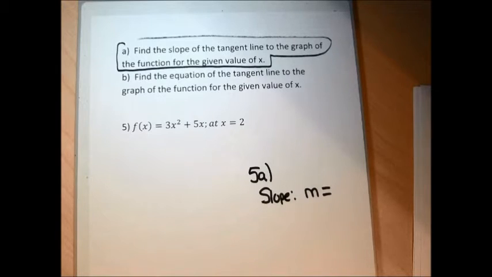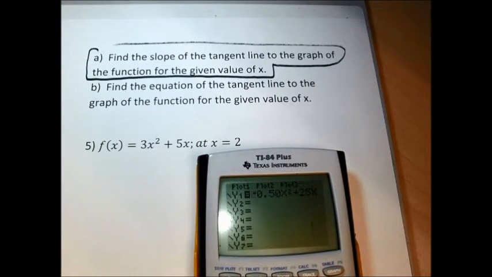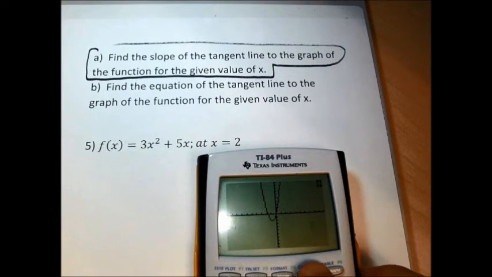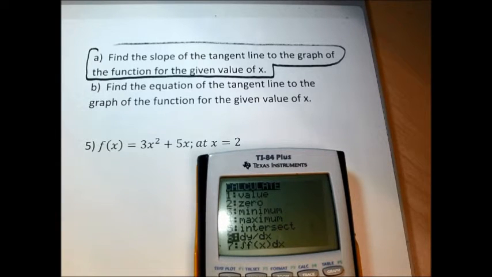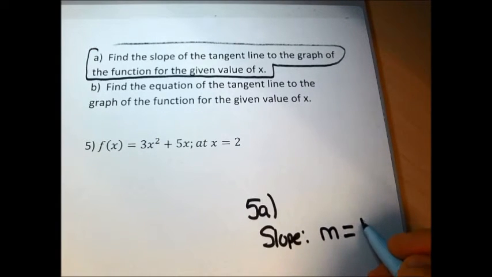Now, you could get the slope by using your calculator. So I could, on my calculator, go y equals, clear out the function that's in here, and go 3x squared plus 5x. Since I'm doing this at x equal to 2, I'm just going to do zoom standard. It's going to sketch a graph for me. It's a parabola. Then if I do second calc, go down to option 6, dy/dx, type in the number 2. It's going to give me the slope. The slope is going to be 17. So my answer for 5A is going to be 17.